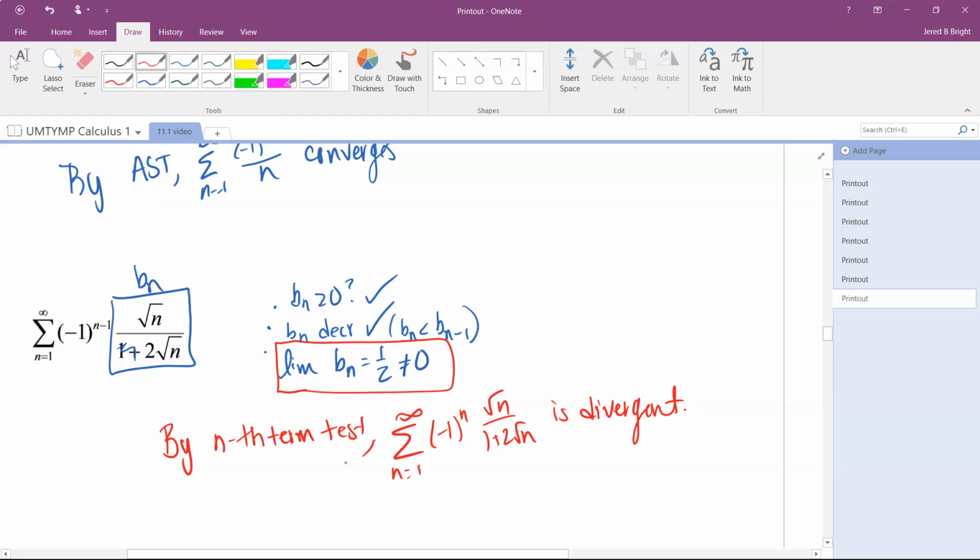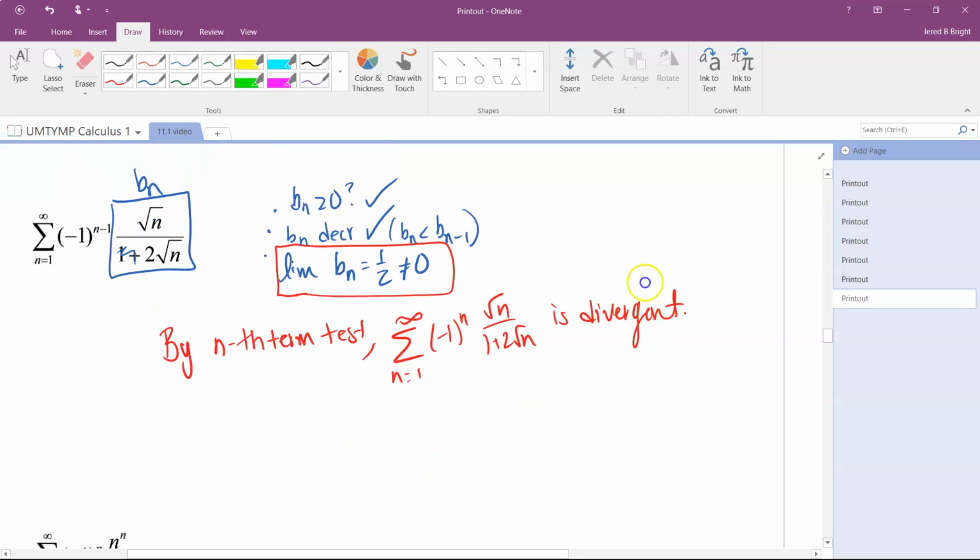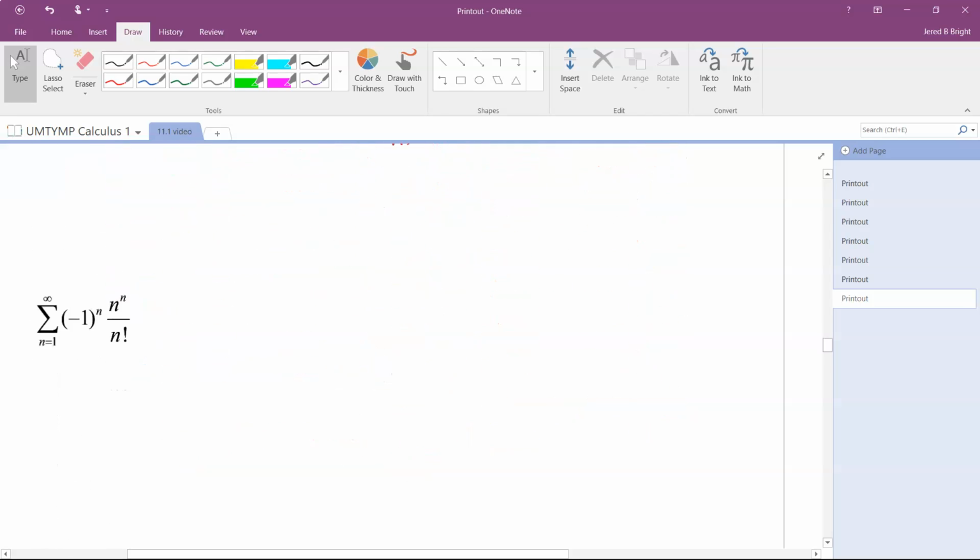Okay, so that's an example of that, and for this last one here, I want you to do the work. Go through and either prove convergence or divergence, and resume the video when you're ready.